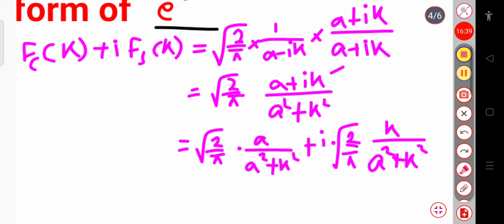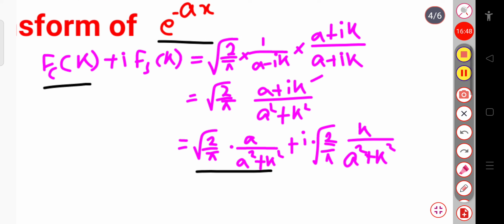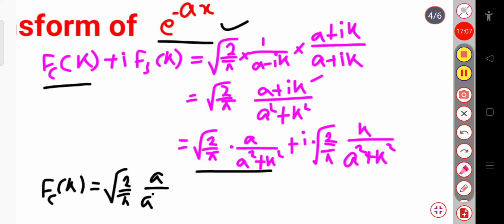Now if I compare this real part with the real part, then our Fourier cosine transform of the function exponential minus ax will be root over 2 by pi into a by a square plus k square. So here I am writing the Fourier cosine transform fc of k is equal to root over 2 by pi into a by a square plus k square. This is the Fourier cosine transform.